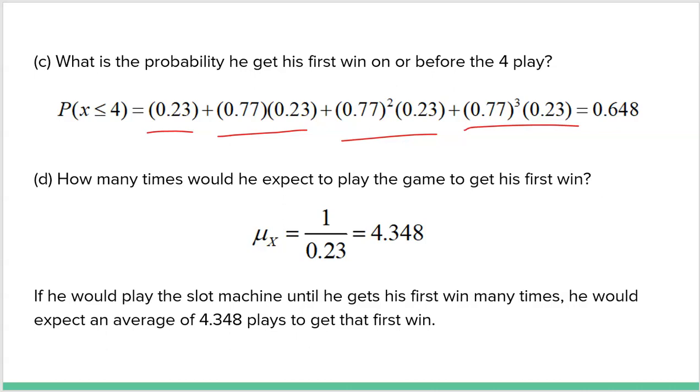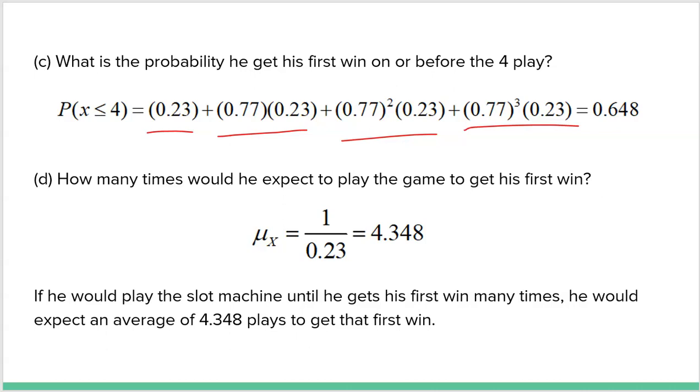So for the last two questions, you've got to be really careful with the wording of what they're looking for and how you're going to answer it. The final question is, of course, looking for the mean. It doesn't say mean, but it does say the expected value, and that's exactly what a mean is. How many times would he expect to play the game to get his first win? And remember, the formula for the mean is quite simple: 1 divided by the probability of success, 0.23.